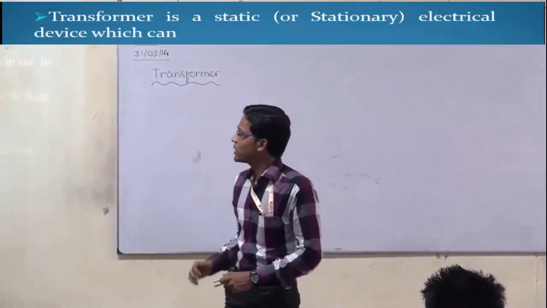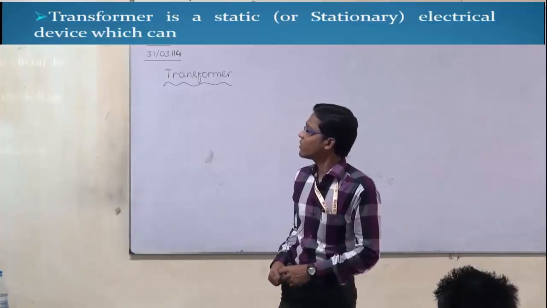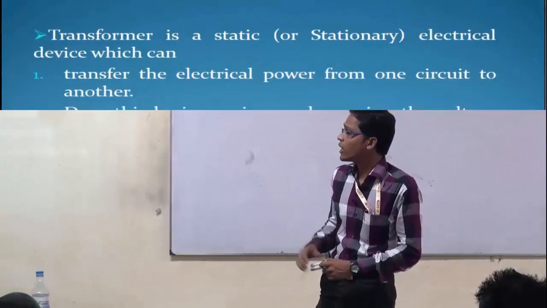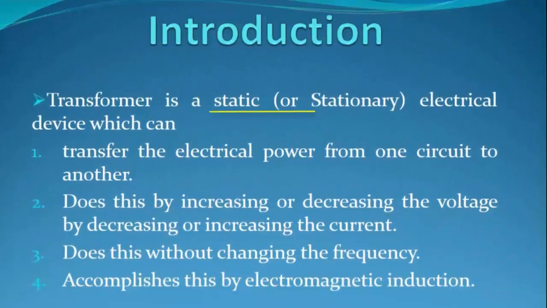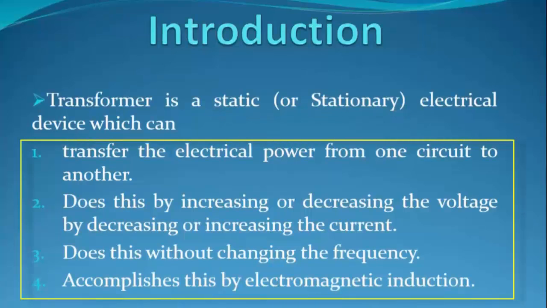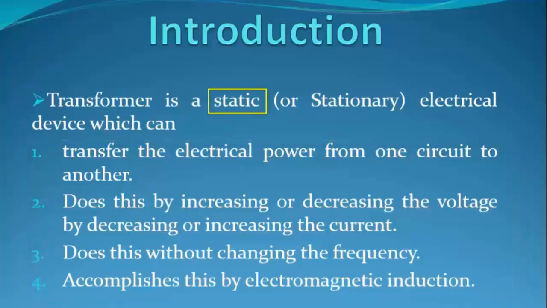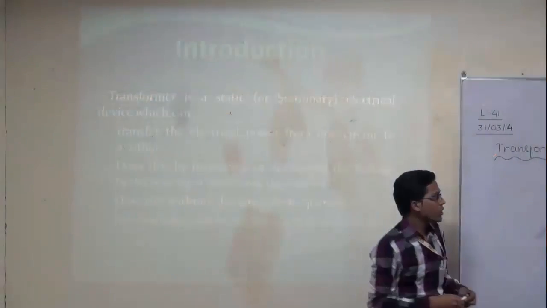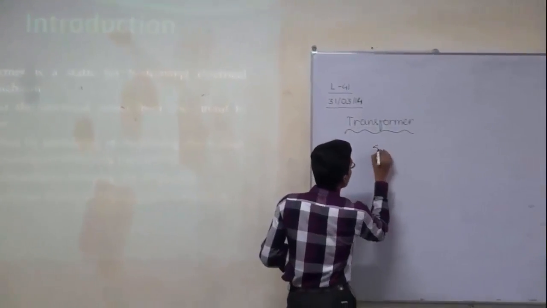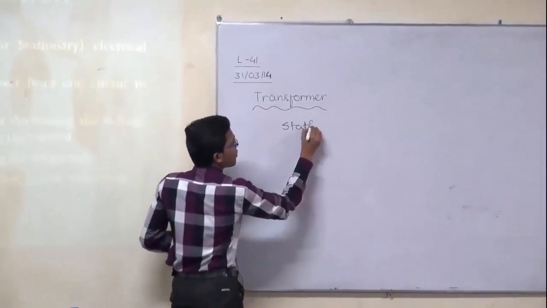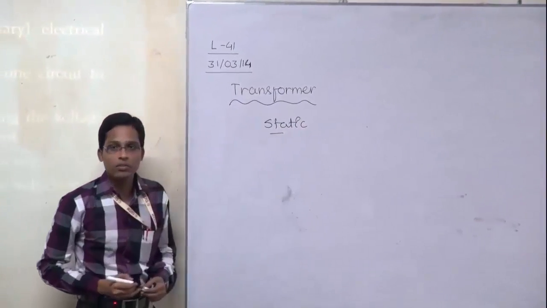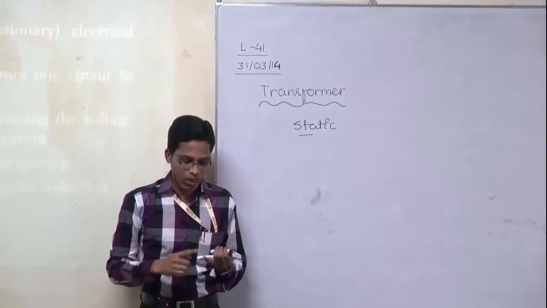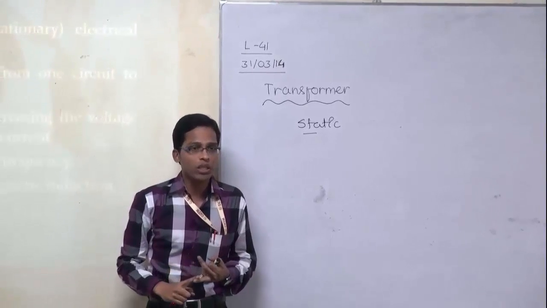So the first point says a transformer is a static or stationary electrical device. So first we are going to look at two terms, one called static and the other stationary. Before discussing all these points in detail, first we will read why the transformer is called a static device, and also why it is called a stationary device. As the definition says, it's a static electrical device.